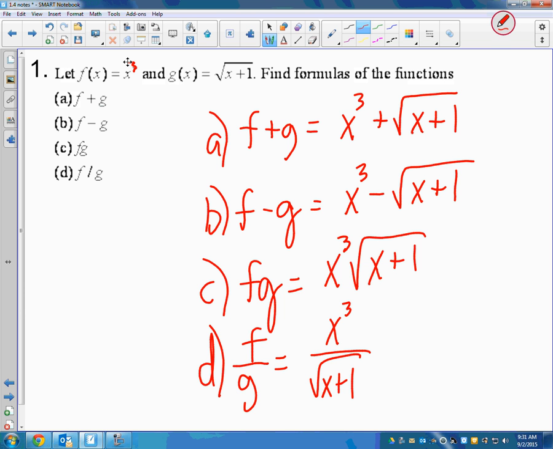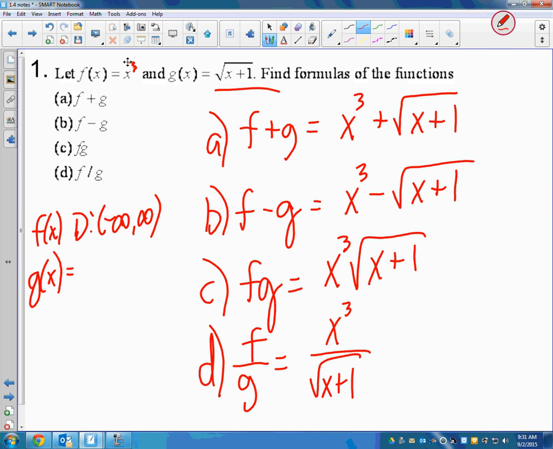X cubed. What is the domain of x cubed? Is there anything x can't be in x cubed? X can be anything, right? So the domain of f of x was all real numbers. What about g of x? It's the square root of x plus 1. Square root functions never, well, rarely have a domain of all real numbers. There's always exceptions. Because I can't have a negative number under there. So what would my domain be for the square root of x plus 1?